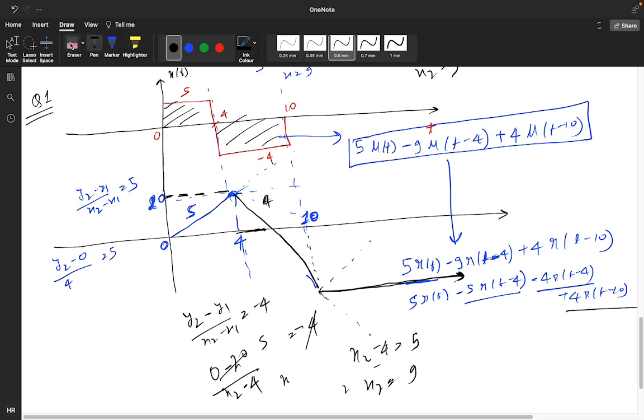Even if you consider it like this, see why I didn't consider it like this: because if you pass through the 10, your negative slope of -4 will not come. Check it, y2 minus y1, so 0 minus 20 divided by 10 minus 4. So you are not getting -4. So that means the graph is somewhat on the left side. So that's why I thought the graph is somewhat on the left side.